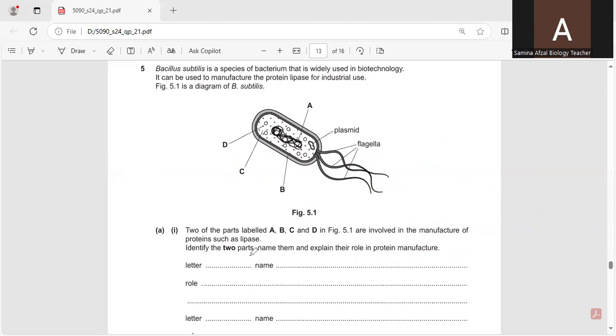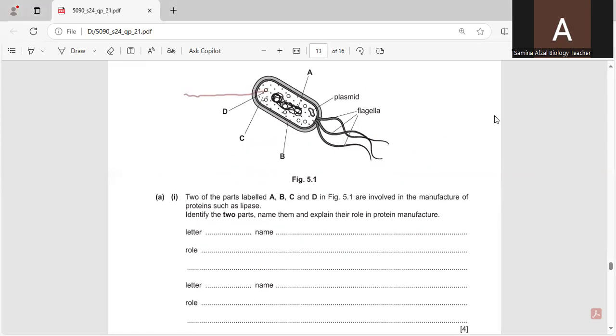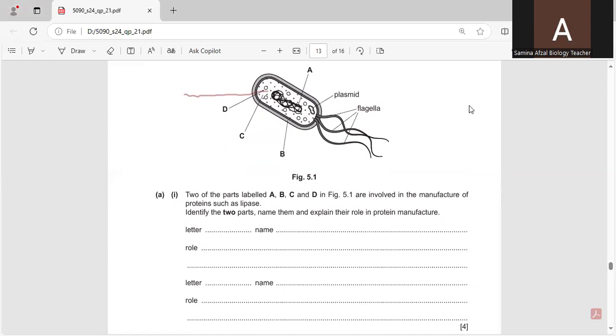Now, question number 5. Bacillus subtilis is a species of bacterium that is widely used in biotechnology. It can be used to manufacture the protein lipase for industry use. Here is a diagram of B. subtilis. Name two of the parts labeled A, B, C, and D in figure 5.1 that are involved in the manufacture of proteins, and explain their role in protein manufacture. So those can be A and D.